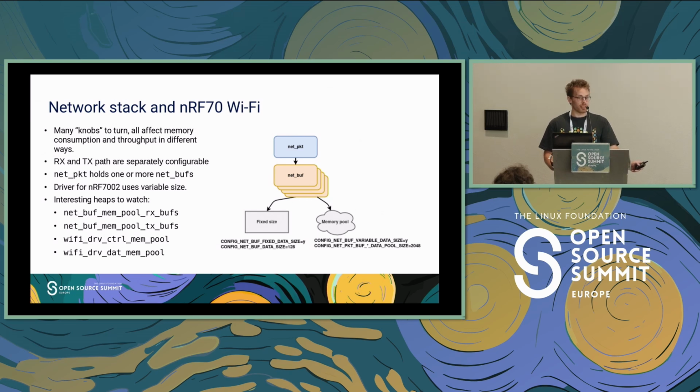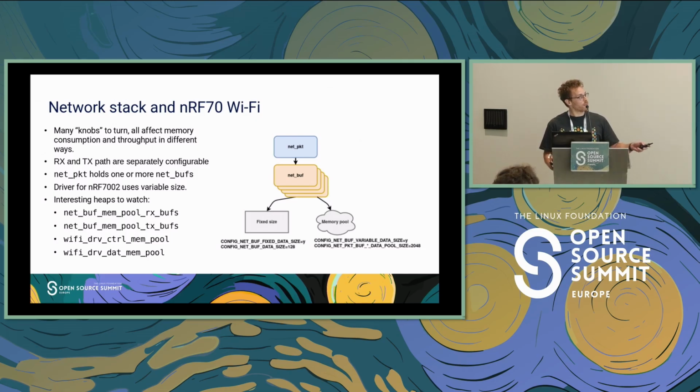Now, the net bufs by themselves can either hold a fixed amount of data. This is the default that the rest of Zephyr uses. The default is 128 bytes. Or they can be variable sized, meaning once a buffer is created, it will also allocate some amount of memory from some memory pool. And you can, of course, define the size of the data pool, and this is something that you can optimize based on your application needs.